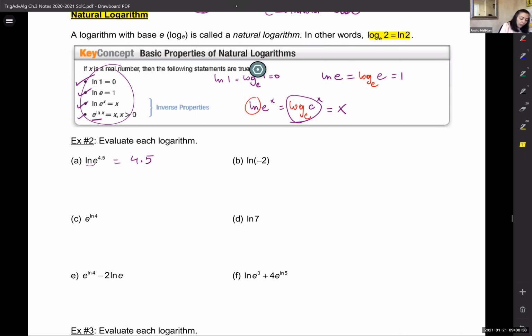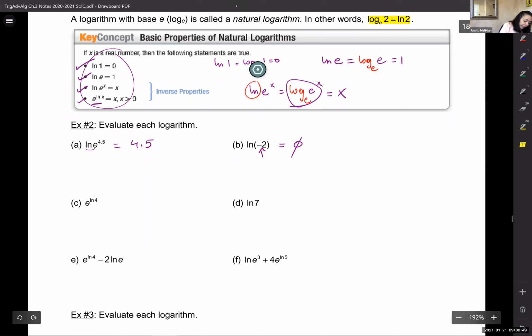Okay, what about this one? There's that negative again. Shake your head no, no solution. e to the ln of 4, e and ln neutralize one another. So it's just 4.